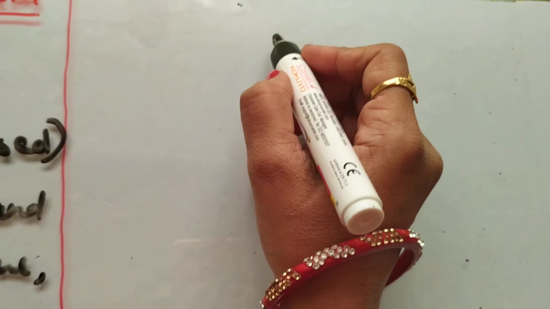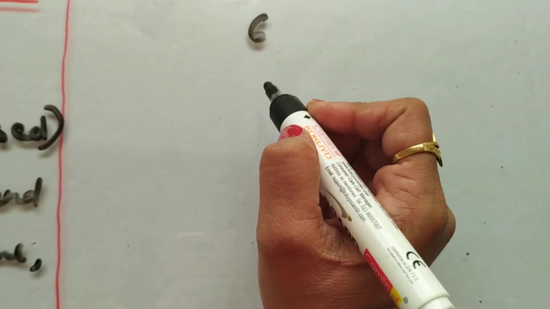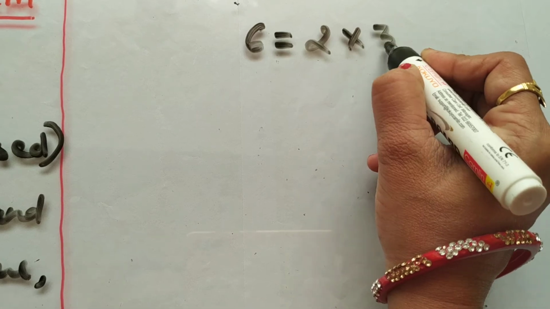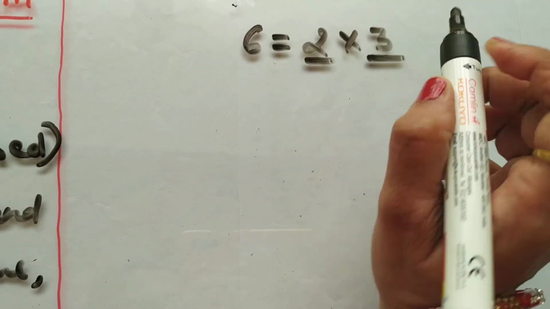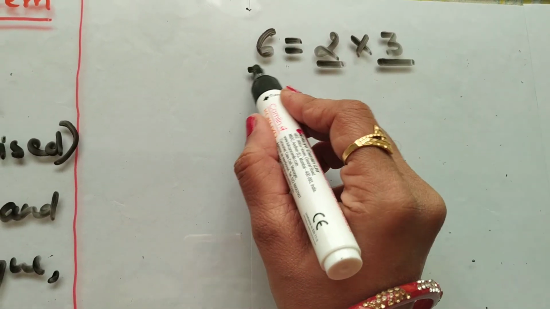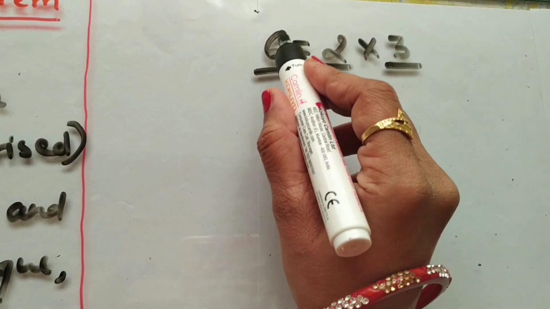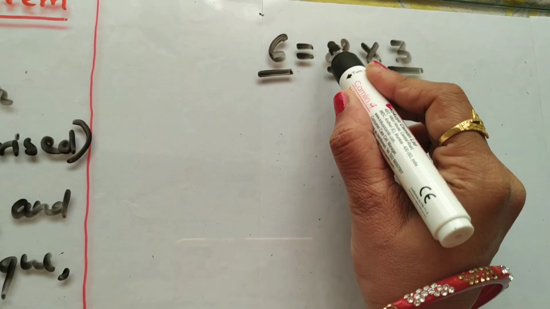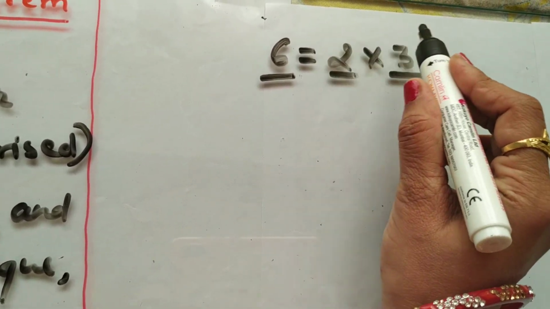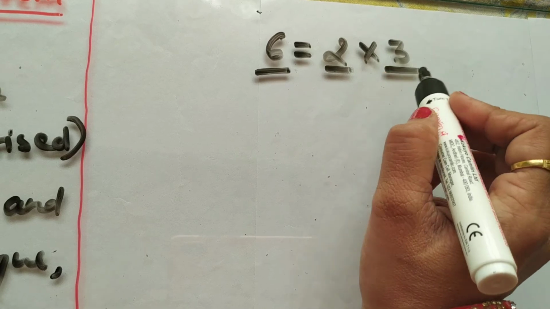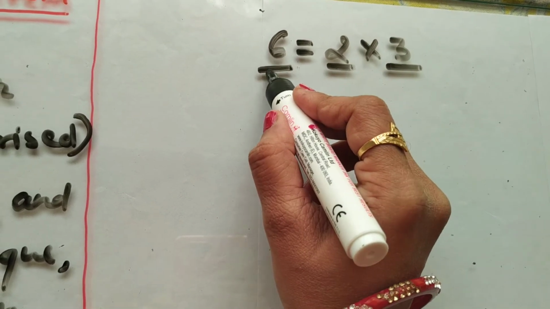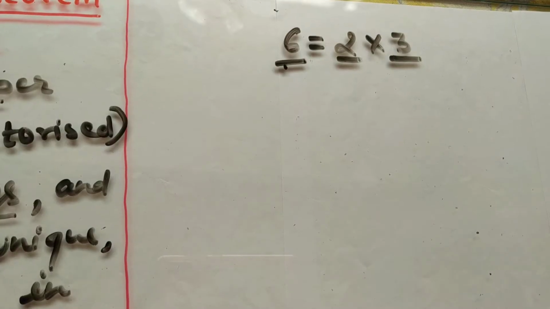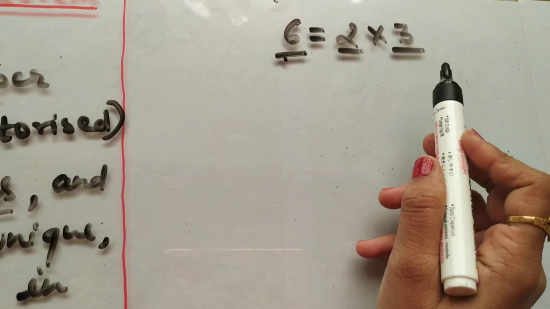For example, 6 is our composite number. We can write it in the form of 2 into 3. 2 is a prime number, 3 is a prime number. So 6 is a composite number, and we can say that a composite number can be written as a product of prime numbers, and that representation is unique.